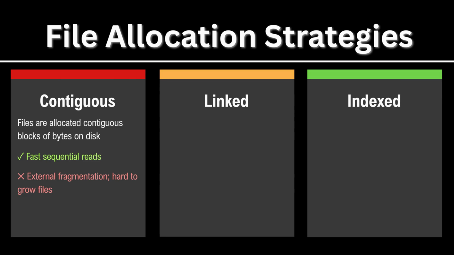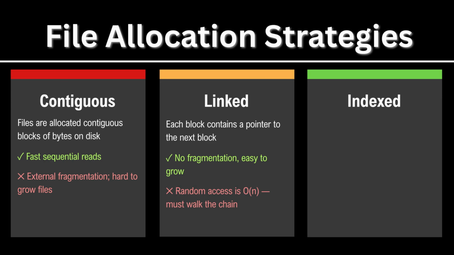This is great for sequential reads, but files cannot easily grow, leading to disk fragmentation over time as files are created and deleted. Linked allocation has each block containing a pointer to the next block. This solves the problem of fragmentation and your file can grow easily, but to jump to the middle of the file, you will have to start from the beginning of the chain, which is very expensive.